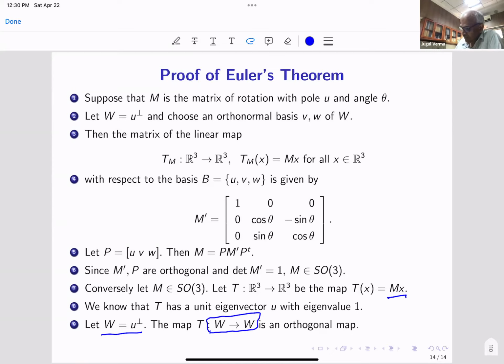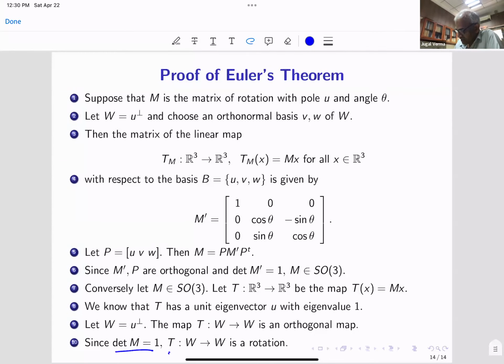But when I restrict this linear transformation to W, the restriction cannot be a reflection, because it would then violate the fact that the determinant of M is 1. So the determinant of M is 1, and when I restrict it to W, it must give rise to a rotation. Because if it gives rise to a reflection, then T will have an eigenvalue minus 1. Okay. And T from W to W being a rotation, it will have two complex eigenvalues, and that will violate the condition that the determinant of M is 1. Okay, so that's the proof of Euler's theorem, and I think that is also the end of my talk.